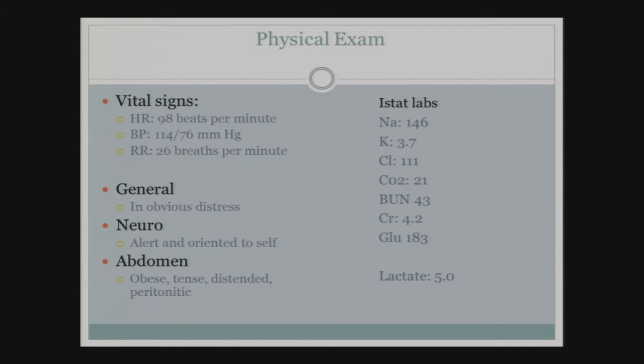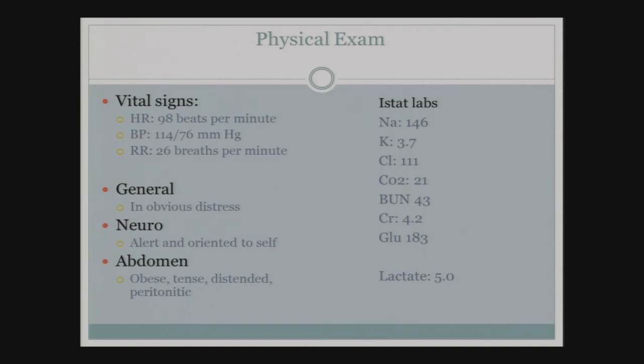As far as vital signs, his heart rate was hovering around 98 to 105. His blood pressure was in the 110s, and his respiratory rate was 26 breaths per minute. He was in obvious distress upon our physical exam. He was alert but oriented only to himself. His abdomen was obese, tense, distended, and peritonitic.